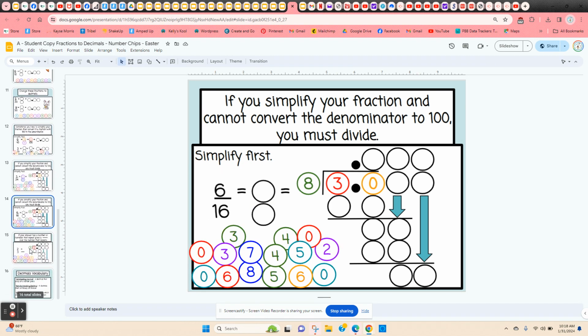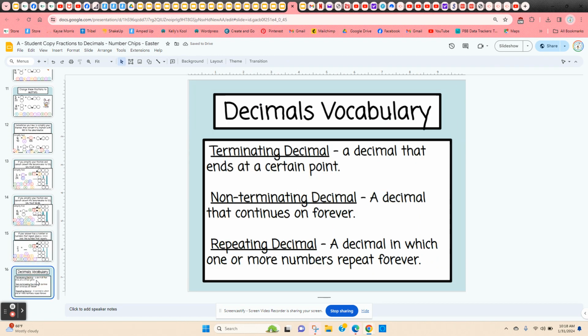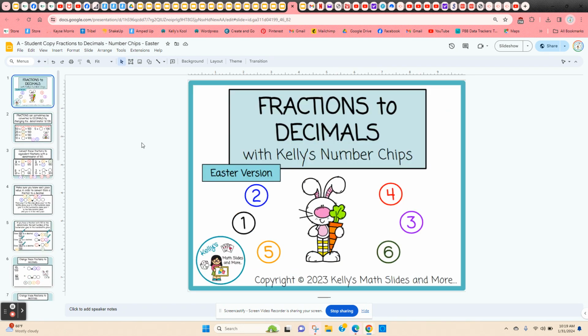They've got another one to practice. And then the final division problem is going to be a repeating decimal. So they're going to click and hold on this bar to show a repeating 6. And again, they have every number they need. And then finally, there's some decimal vocabulary that the students need to know: terminating, non-terminating, and repeating decimal. So this is an Easter version of fractions to decimals using number chips.